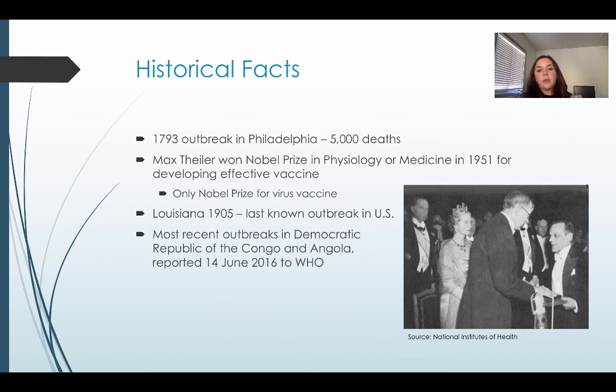And the last known outbreak that occurred in the U.S. was in 1905 in Louisiana, so it really has not been an issue in the United States for approximately 100 years. And the most recent outbreaks have occurred in the Democratic Republic of the Congo and in Angola, and these were reported just this year in June to the World Health Organization. So even though it's not so much of an issue in the United States, the disease is still very relevant and very common in other parts of the world. And here we have an image of Max Theiler receiving his Nobel Prize in 1951 for the vaccine.